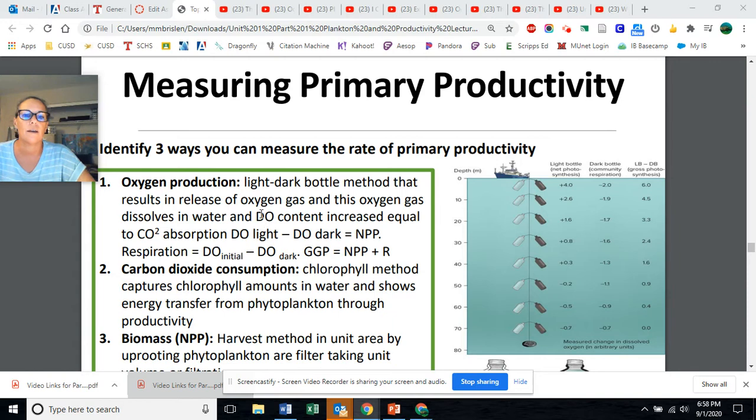and this oxygen gas dissolves in water. The increase in dissolved oxygen is equal to our carbon dioxide absorption. So this is the formula: dissolved oxygen in the light bottle minus the dissolved oxygen in the dark bottle equals your net primary productivity. Then looking at respiration, we take the dissolved oxygen in the initial bottle minus the dissolved oxygen in the dark bottle, and that gives us respiration. Then with our next formula, we're just moving around these variables: our gross would be our net primary productivity plus our respiration.